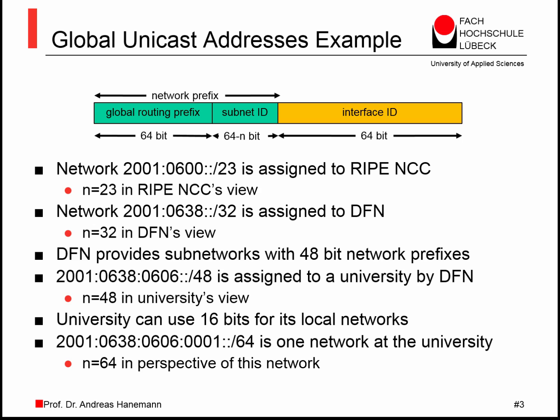DFN provides this address space to universities in Germany so that an example university has a /48 network. This university can use 16 bits to define its own networks. In addition, an example network from within this university is given, where n is 64.